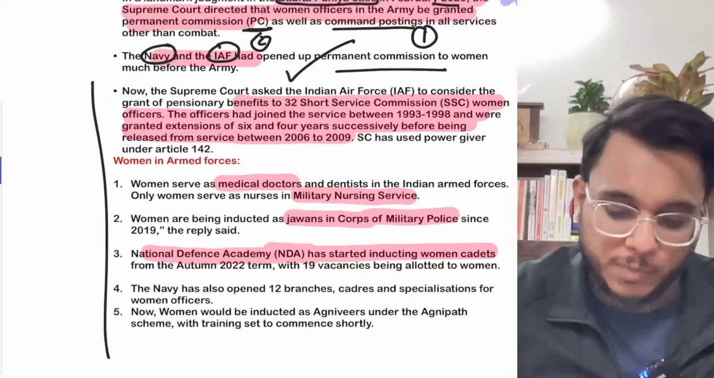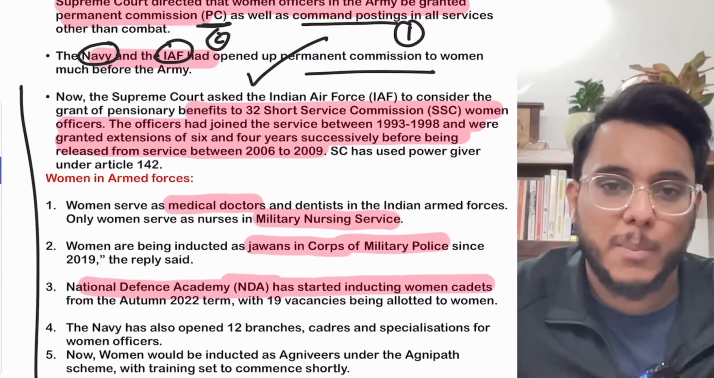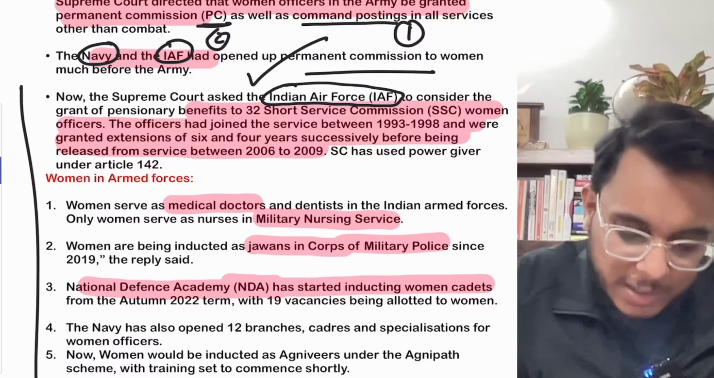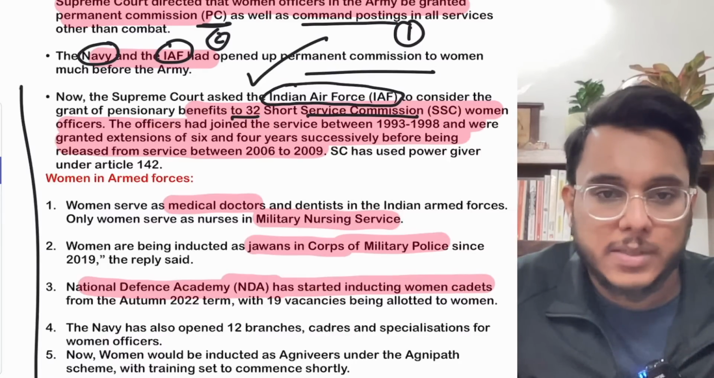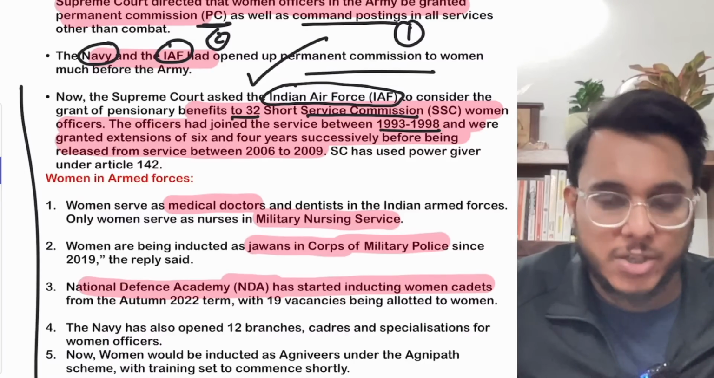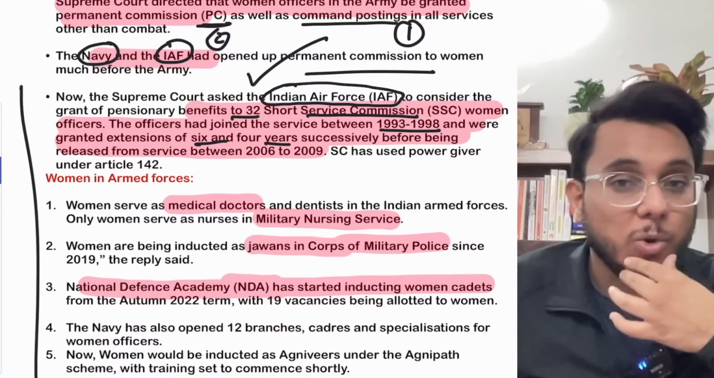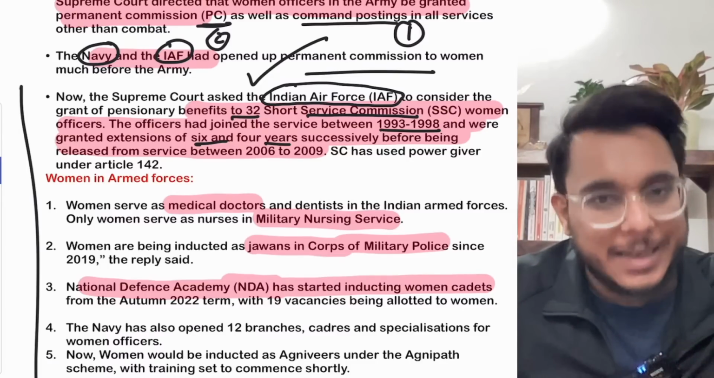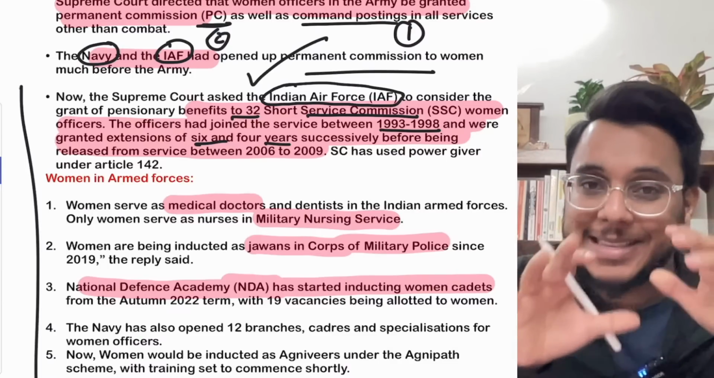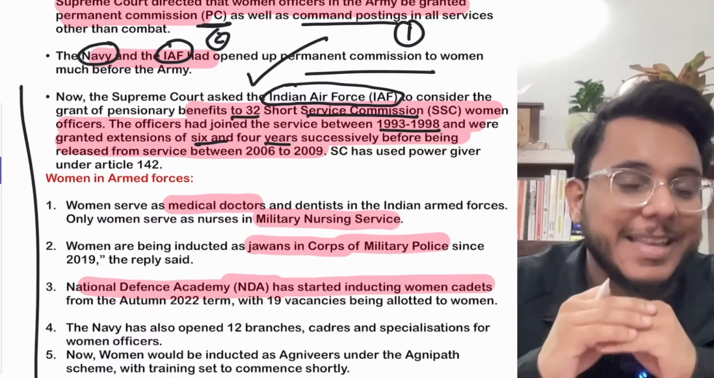Now coming to the present issue. Basically, what happened recently is that a petition was filed in the Supreme Court by women officers of the Indian Air Force. There were 32 short service commission women officers who joined the service between 93 and 98, and they were given extensions, a 6-year and a 4-year extension. I told you that women in the short service commission serve for 10 years, but here two extensions have been given, a 6-year and a 4-year extension. So by that logic they become entitled to the pension. They have served 20 years and become entitled to the pension, but they were not given the pension.